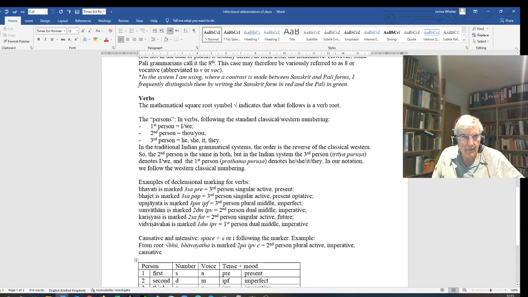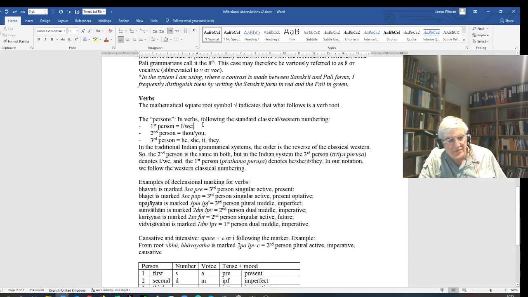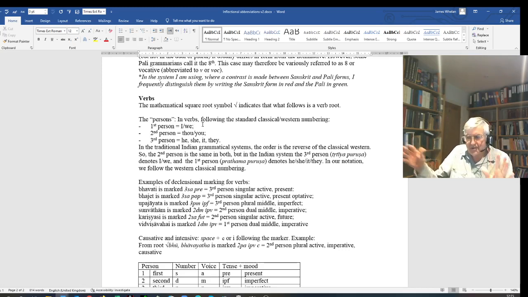So note the persons. In Western grammars, in verbs, we talk about the first person, the second person, the third person. First person is the speaker, I or we. Second person, the person being spoken to, thou, you. Third person being spoken about. But when we say person, by the way, it doesn't necessarily mean a person, since we're human beings, it can be anything. The third person can become anything or person, he, she, it, or they.